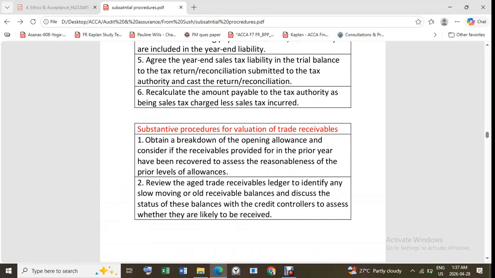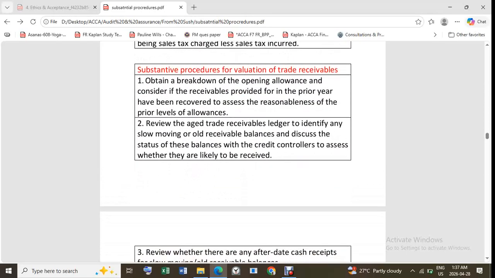Substantive procedures for valuation of trade receivables. Like we can say that receivables are promises, and not all promises are kept. So first, obtain a breakdown of the opening allowances and consider if the receivables provided for in the prior year have been recovered, to assess the reasonableness of the prior year allowances. So it detects disputes, and dispute means that if it has not been paid, then we can think of providing for it in allowances.